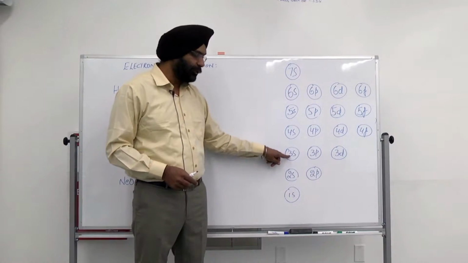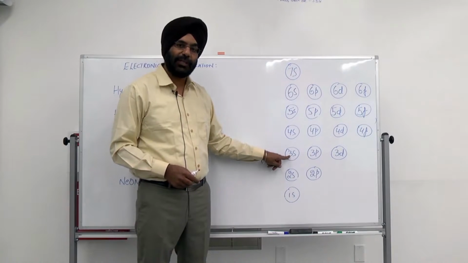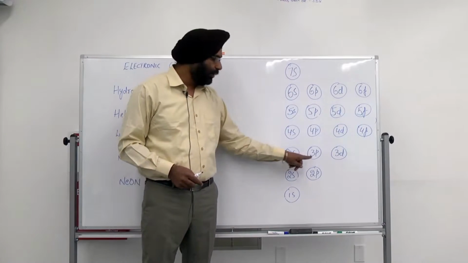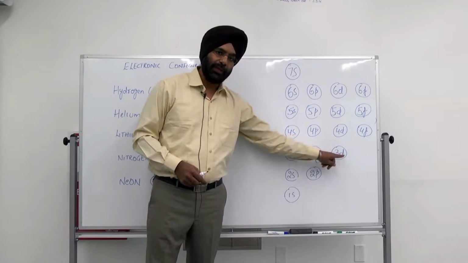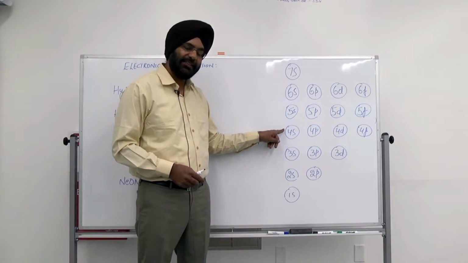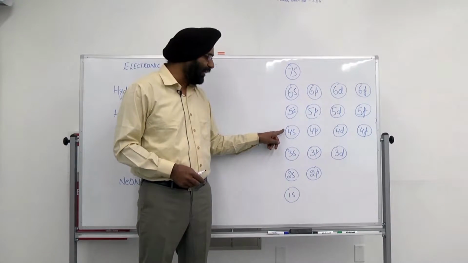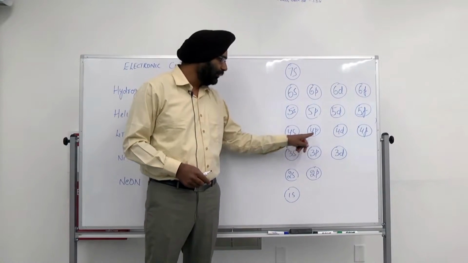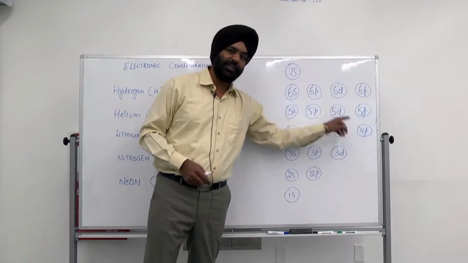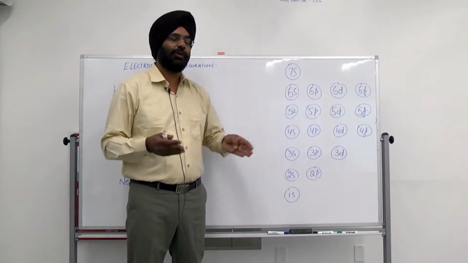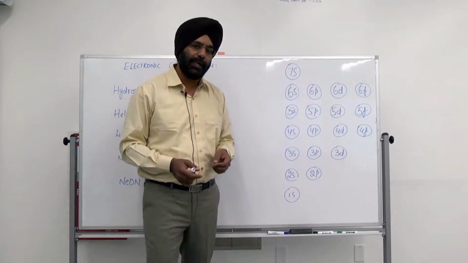For n is equal to 3, the l values which are possible are 0, 1 and 2. For n is equal to 4, the various l values which are possible are 0, 1, 2 and 3, and so on and so forth. So this diagram is according to those 4 quantum numbers.